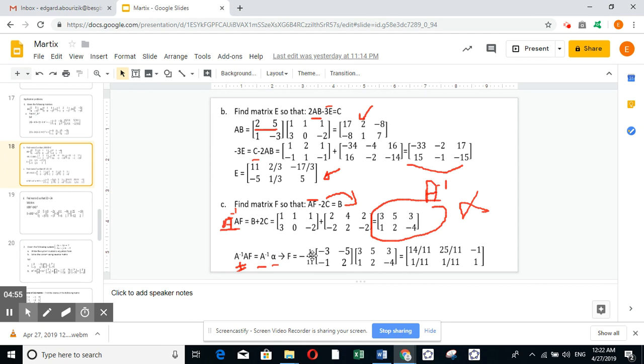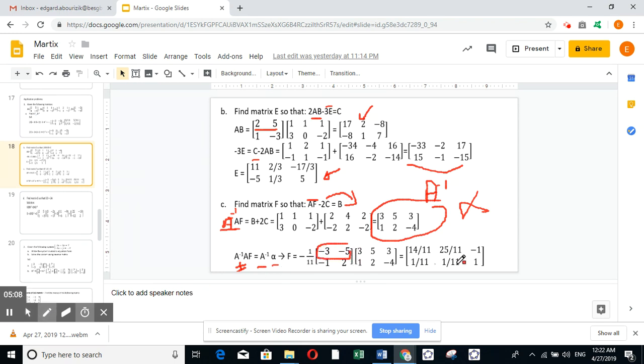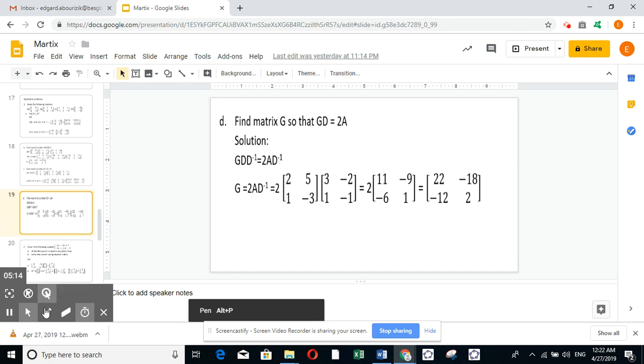This is A inverse, with minus 1 over 11 times matrix alpha. Here I have 2 by 2 and 2 by 3. So I multiply as we did in the first video. I take here the row and here the column, and I do the multiplication, then I divide it by minus 11. In D, find matrix G such that GT equal to A.